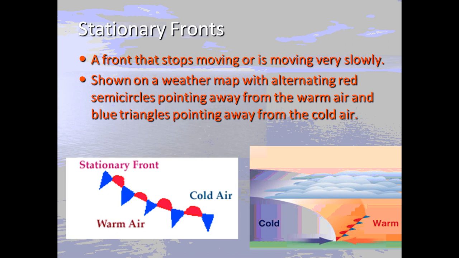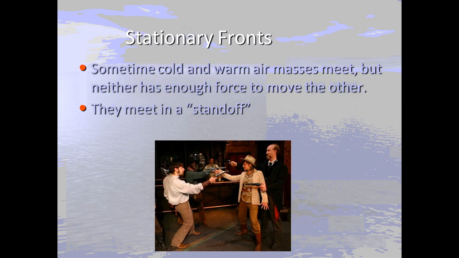All right, stationary fronts. This is a front that stops moving or is moving very slowly. When shown on the weather map, it has alternating red semicircles pointing away from the warm air and blue triangles pointing away from the cold air. And so it's like their collision is completely stopped or they're not moving that much. You might refer to it as a standoff, and I can show you there by the image. Sometimes cold and warm air masses meet, but neither has enough force to move the other. Therefore, you have your stationary fronts, which basically means they're in a standoff.